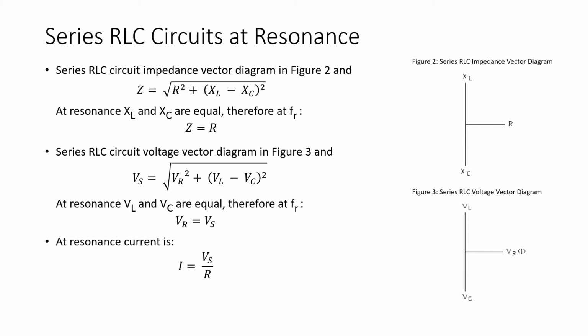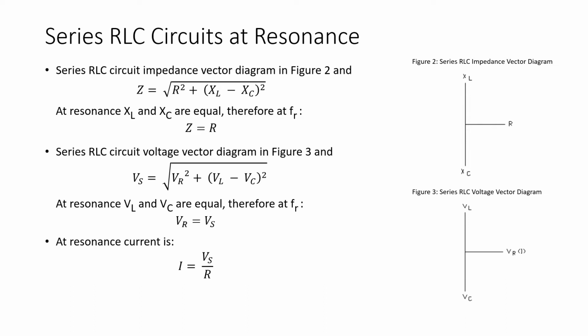And in figure 3, we see the voltage vector diagram for a series RLC circuit. And again, recall from our previous discussions that Vs equals the square root of VR squared plus VL minus VC squared. And if at resonance X sub L equals X sub C, then VL has to equal VC. Therefore, at resonance, the resistor voltage equals the source voltage.